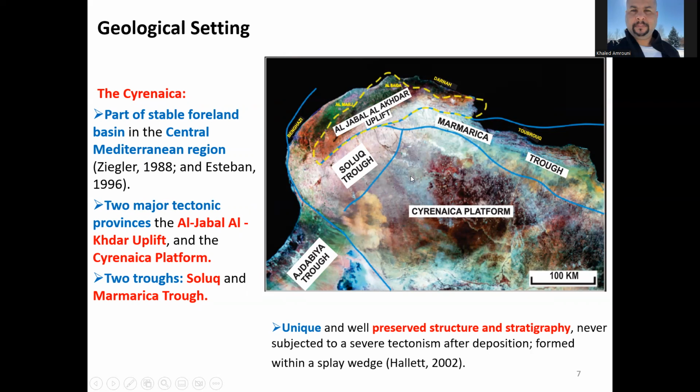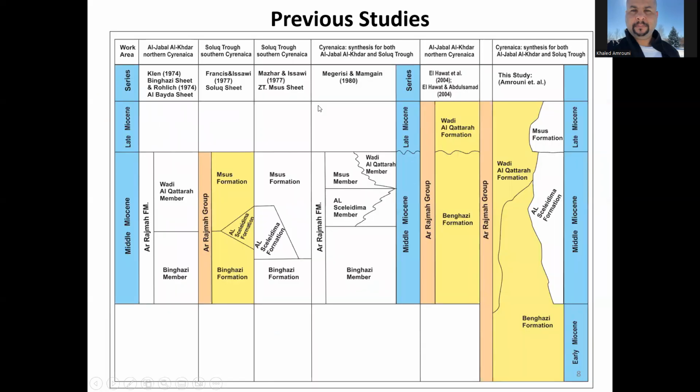Geological setting: Cyrenaica is part of a stable foreland basin now in the central Mediterranean region. It has 2 major tectonic provinces, the Cyrenaican platform, Al-Jabal Al-Khdar Uplift, and it has the Marmarica Trough at the eastern side, and at the western side, the Soluq Trough and Shtabia Trough. Its structure and stratigraphy are completely preserved in a unique way.